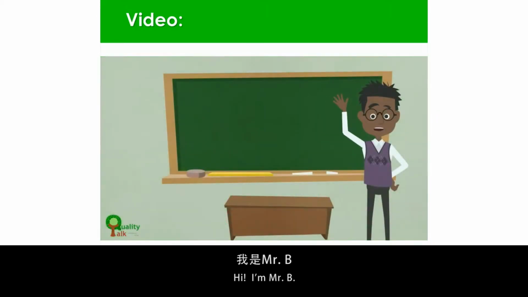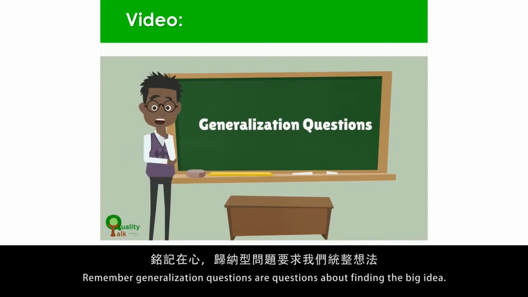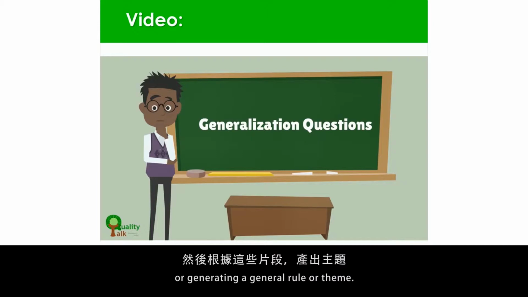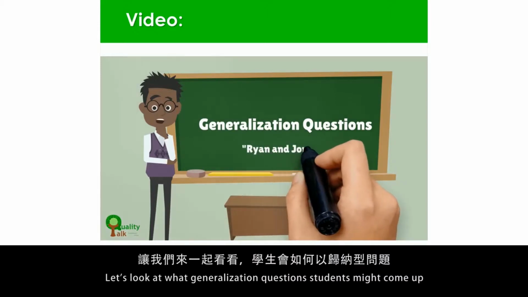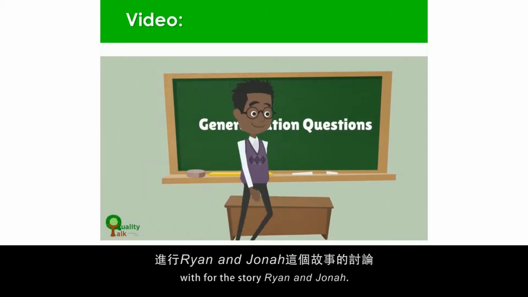Hi, I'm Mr. B. Nice to meet you. Today we will be focusing on a new type of authentic question called generalization question. Remember, generalization questions are questions about finding the big idea. It involves putting different parts of the story together or generating a general rule or theme. Let's look at what generalization questions students might come up with for the story Ryan and Jonah.